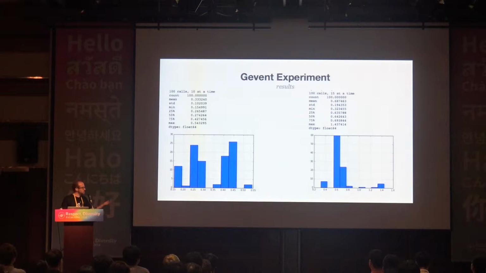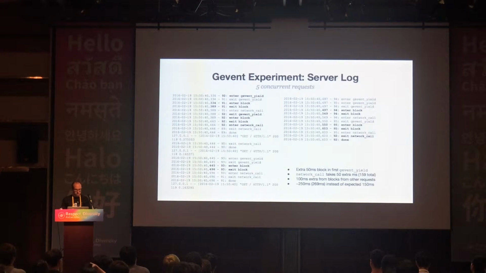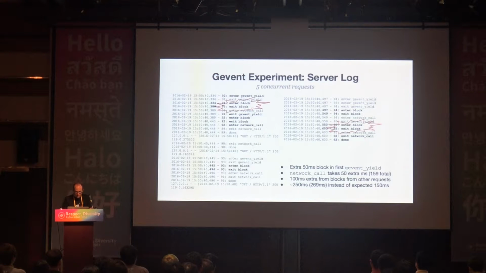So what's going on here? Why is this taking so much time? Why are these requests so much slower than the 150 millisecond goal we're trying to see? So this is an example of the logs we have from our server. It's a bit hard to read here, but we're looking at request 92 over here. And to simplify it, there are a few things that pop out.